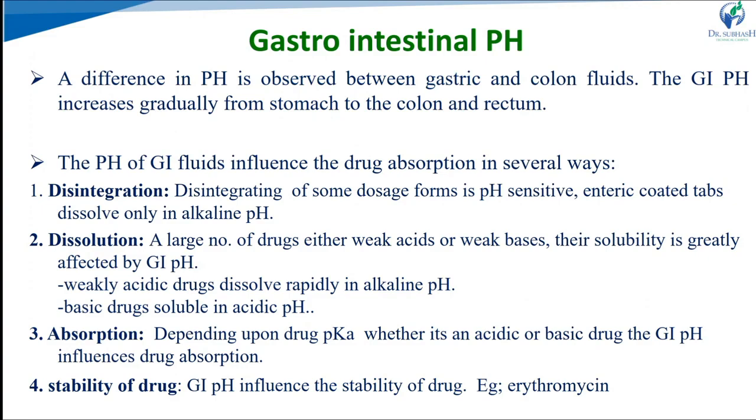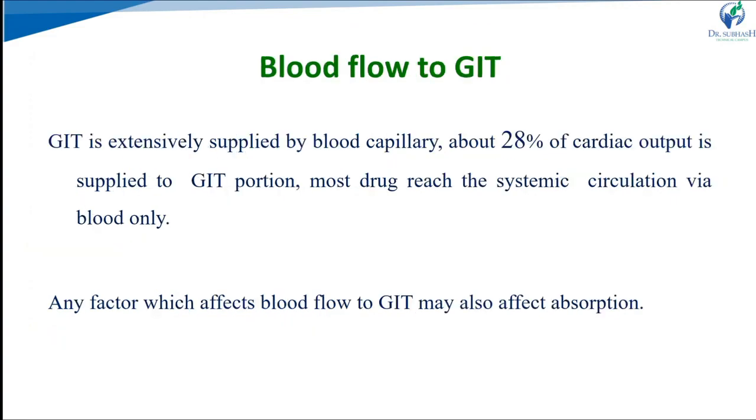Stability of drugs is also a pH-dependent process, so pH influences the stability part. For example, penicillin or erythromycin are not stable in acidic medium, and that also affects the rate of the absorption process.